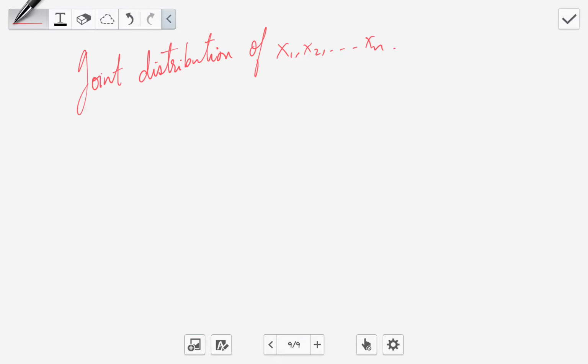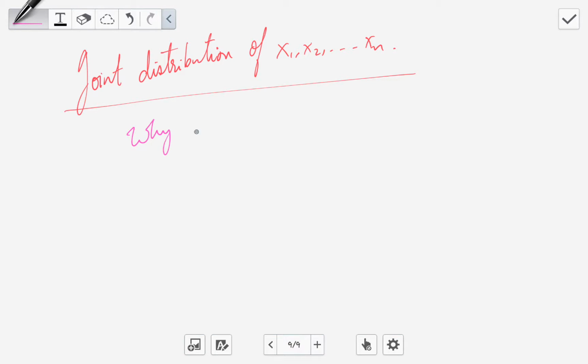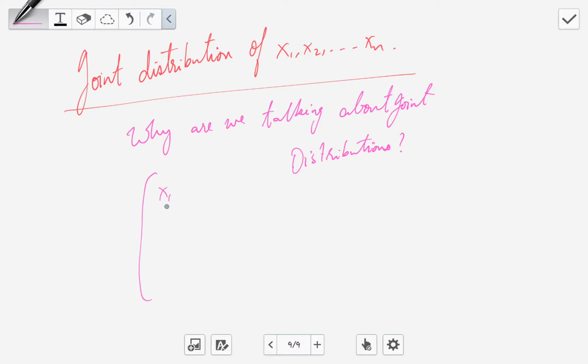Why are we talking about joint distributions? Try to tell me. Conditional density? No, that is a different point of view. That comes after talking about joint distributions. But here we are talking about joint distributions because we want to have these kinds of things. Do you see this?